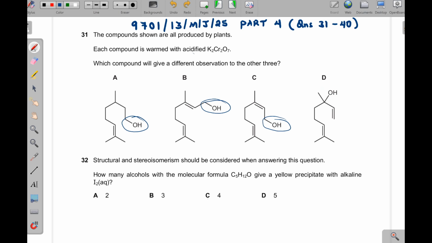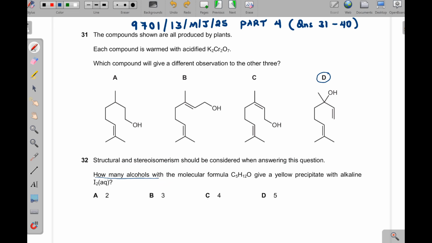So here we are not going to receive any oxidation. The others will change from orange to green. So there is orange to green here, even here, even here, because oxidation has taken place, but not here. So our answer here is going to be D, because tertiary alcohols are not oxidized. Question 32. Structure and stereoisomerism should be considered when answering this question.